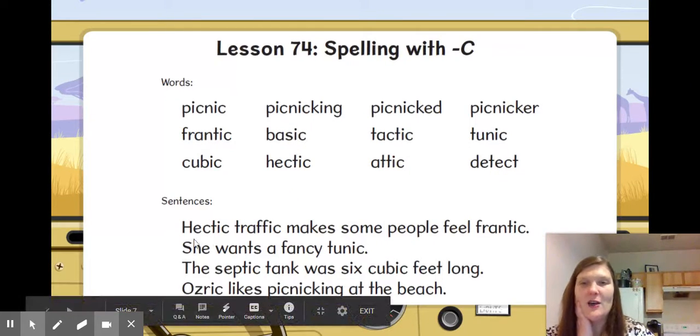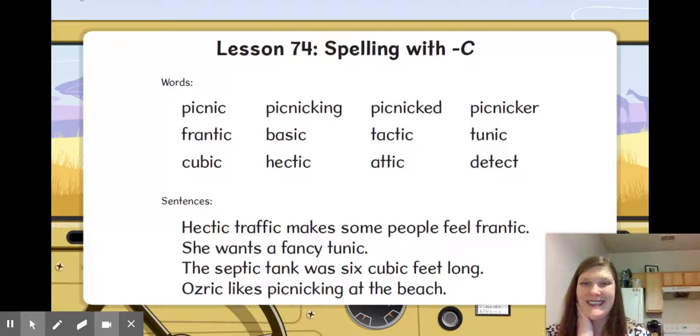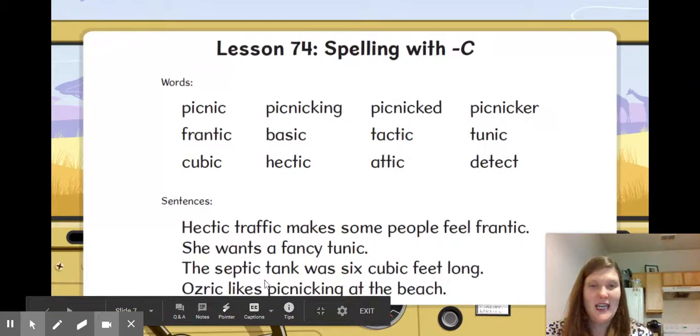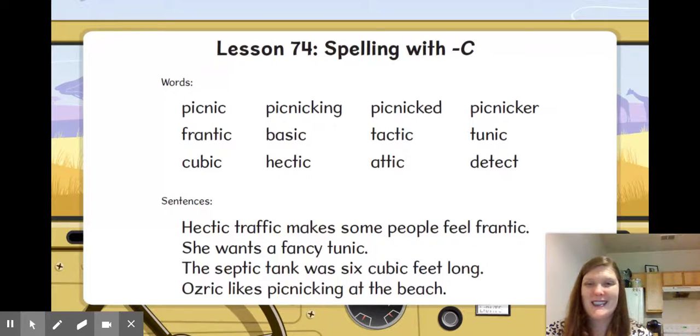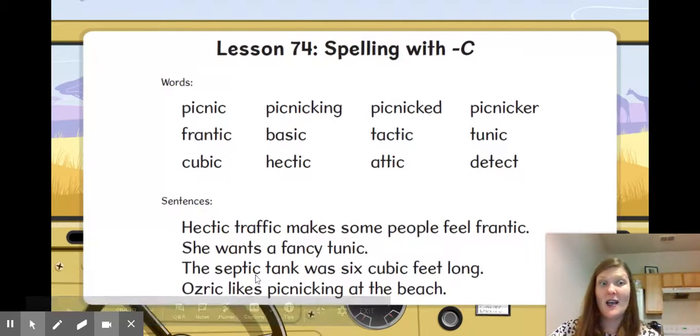Okay, let's read the sentence. You echo me. Hectic traffic makes some people feel frantic. She wants a fancy tunic. What does she want? What kind of tunic does she want? What kind of traffic makes people feel frantic? Okay, good. The septic tank was 6 cubic feet long. What kind of tank is it? Septic. Okay, that's the tank that holds our wastewater. And how big was the tank? 6 cubic feet long. Okay, good.